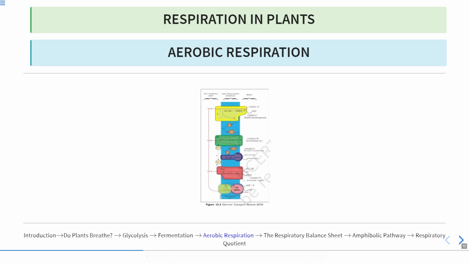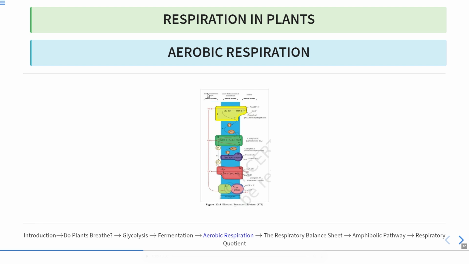Here you can see the electron transport system. Basically it has 4 components. Here you can see complex 1, complex 3, then here complex 2, and then here complex 4. There is also a fifth component, the ATP synthase. So 4 components are there, plus ATP synthase.